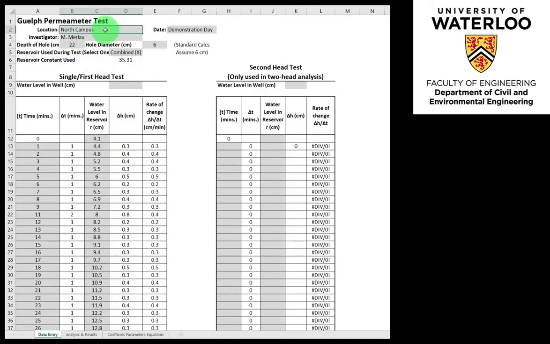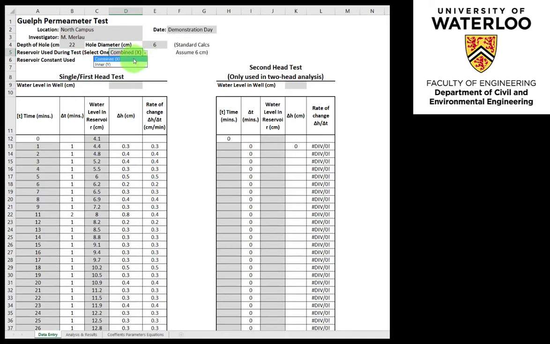Here, the salient information was included within the data acquisition process: the location of where the test was conducted, the date of the test, who the investigator was, the depth of hole, which is the finished borehole that was augured in the field, the diameter of the borehole itself, which is typically standard if one is using the augers that were supplied with the Guelph Permeameter, and then we identified whether this was a combined reservoir test or if it was simply using the inner reservoir test.